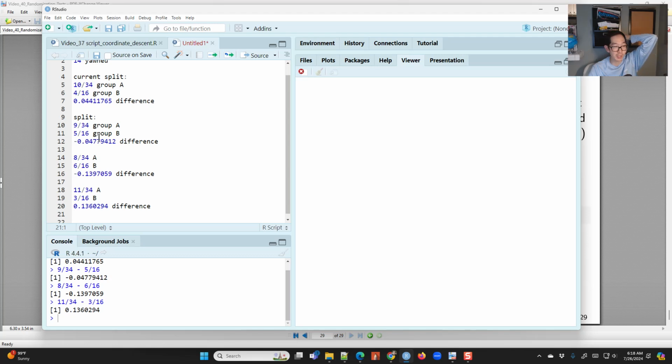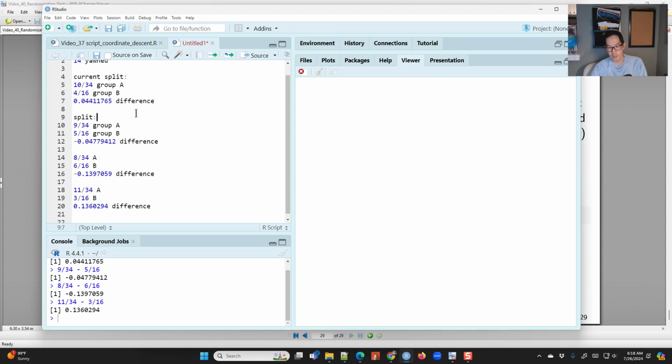And so you can see that because there's only a finite number of people, there's only 14 people who yawned, there's only a few ways you can really split those people into two groups, group A and group B. You can either put 10 and 4, 9 and 5, 8 and 6, 11 and 3, and any difference other than 10 and 4, when you check the absolute value, they're all greater, okay? The absolute value of this is greater than 0.044. The absolute value of this is greater than 0.044.